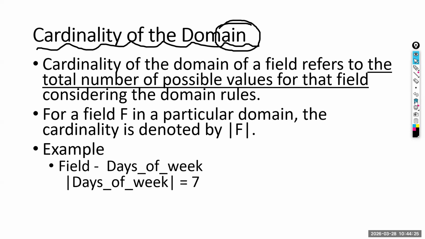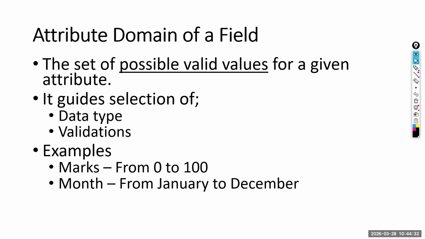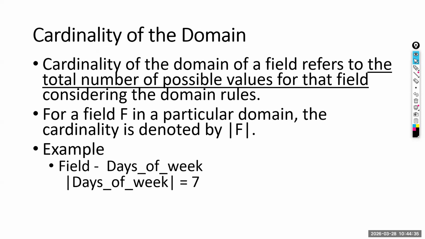The next one is the cardinality of the domain. The attribute domain is all possible values. The cardinality of the domain means the total number of possible values. For example, if it is married, just two, right? Yes or no. Like gender, just two, male or female. Maybe days of the week, Monday, Tuesday, Wednesday and so on, the cardinality of the domain is 7. For months of the year, the cardinality of the domain is 12.